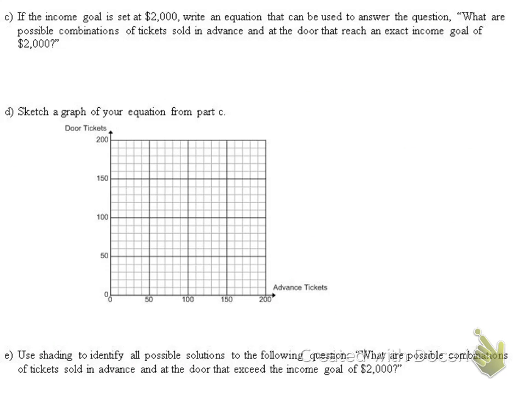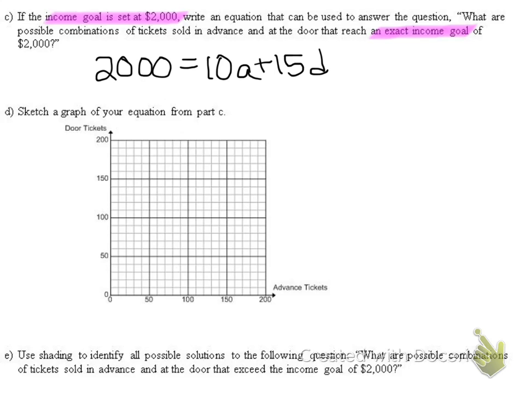On part C, it says if the income goal is set at 2,000, write an equation that can be used to answer the question, what are possible combinations of tickets sold in advance and at the door to reach an exact income goal of 2,000? We're going to use the same rule as parts A and B. The ticket prices haven't changed, they're just giving us a different number to put in for I. And so we'll replace the letter I with 2,000.